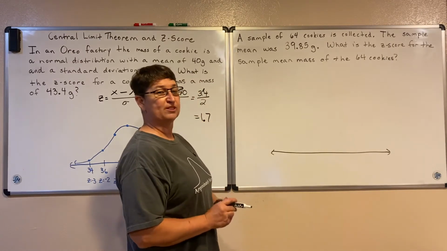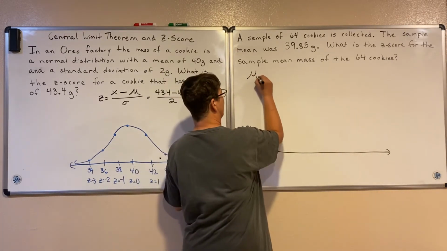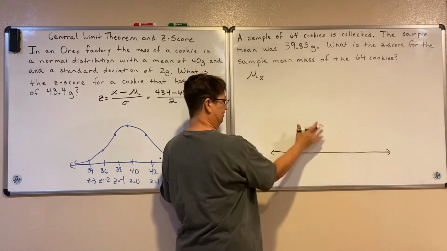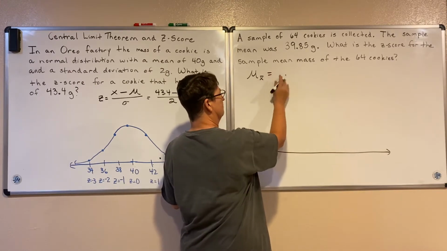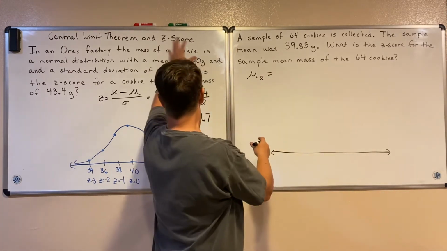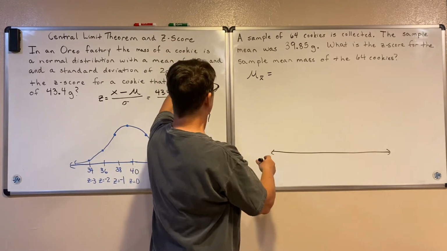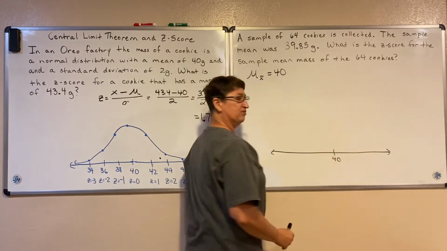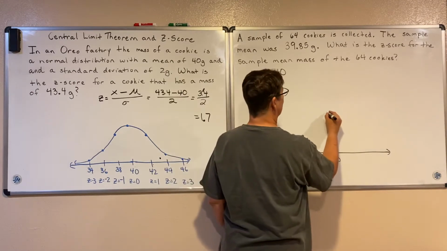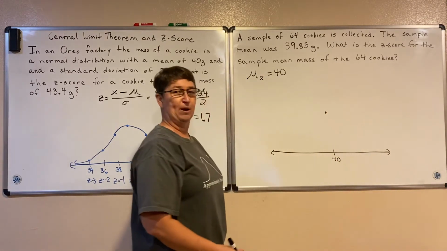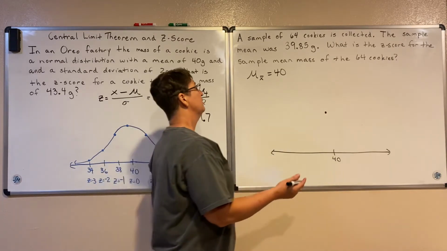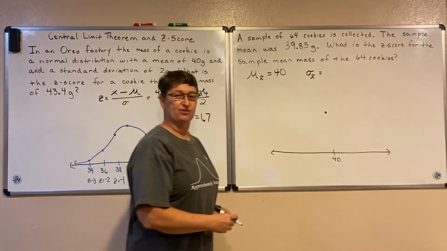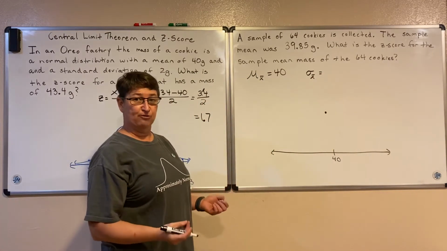The central limit theorem also tells us that the mean of this sampling distribution of sample means is equal to the mean of the population. So it's going to be equal to this same 40 grams. So here in the middle, my 40 grams is still my mean. That is also going to be the peak of this, just like it was before. My mean, median, and mode are right there in the middle. But my standard deviation for this sampling distribution of sample means is a little different.